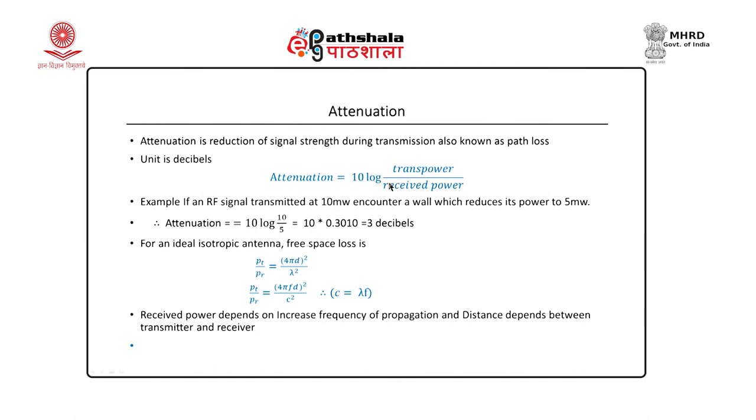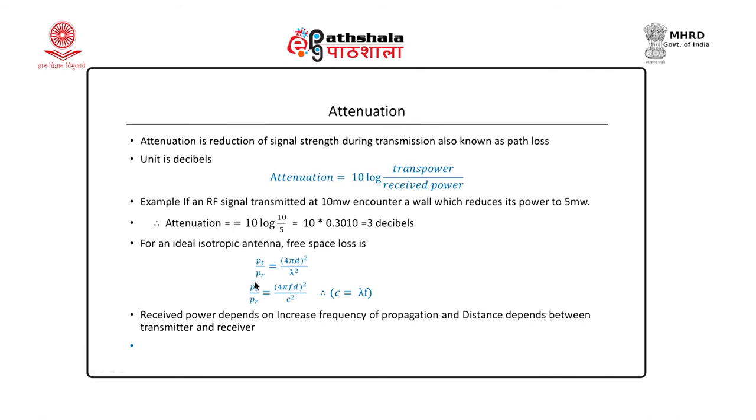The formula for attenuation is 10 log of the ratio of transmitting power and receiving power. You take the ratio of what you have transmitted and what you have received, then take 10 log of that, and you get the attenuation. For example, if the signal was transmitted at 10 milliwatts and then it encounters a wall which is a dielectric, it will absorb some of the signal and the power will be reduced to 5 milliwatts. So almost half of the signal strength has gone. The attenuation will be 10 log(10/5) = 10 log 2, which is 0.3 bel, or 3 decibels. So this signal has undergone 3 decibels of attenuation.